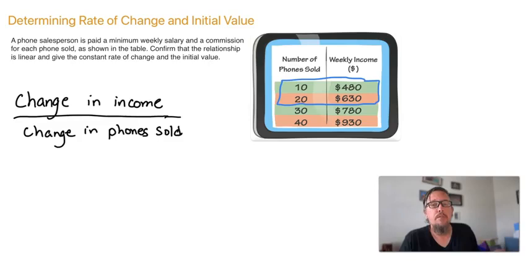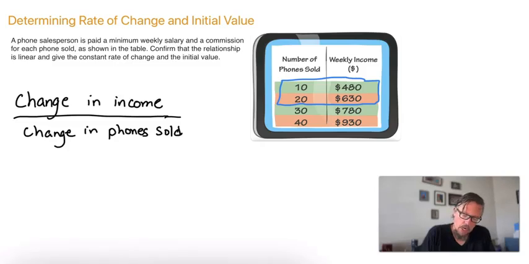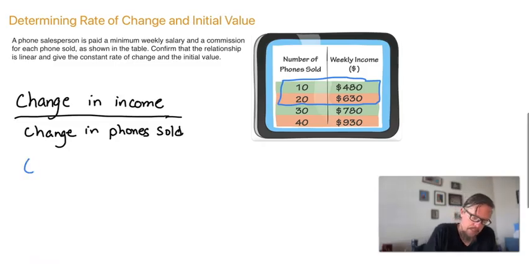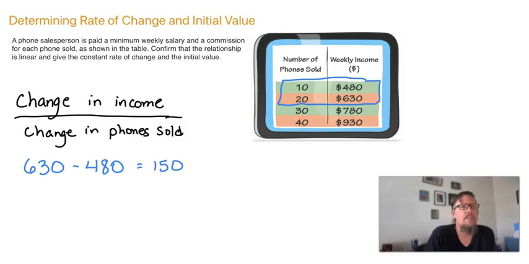When we sold 10 phones, we made $480. When we sold 20 phones, we made $630. What was the rate at which we were paid for those 10 phones? So first, what was our change in income? Well, we were at $480. We jumped up to $630. How much extra money did we get? Well, that's pretty easy to do. We were at $630 after we sold the phones. We started at $480. That is a difference of $150. We made 150 bucks from 480 to 630.